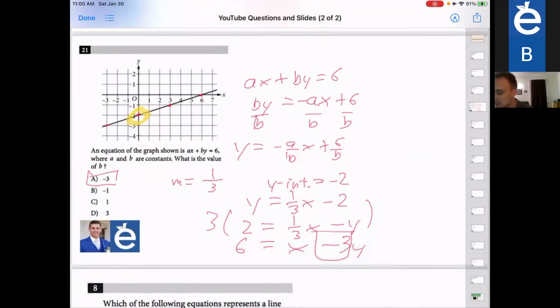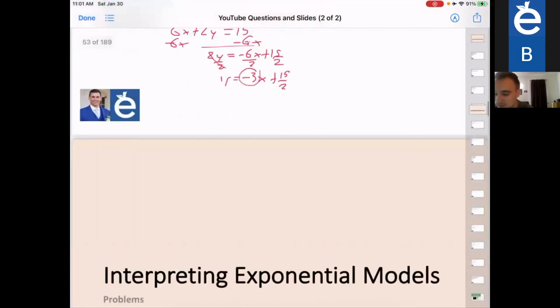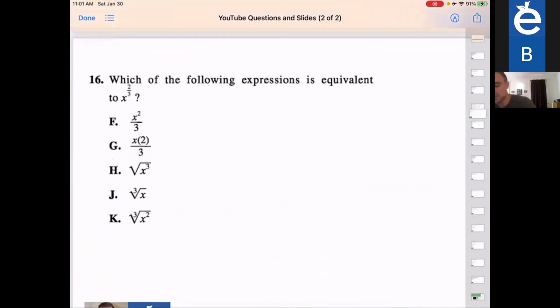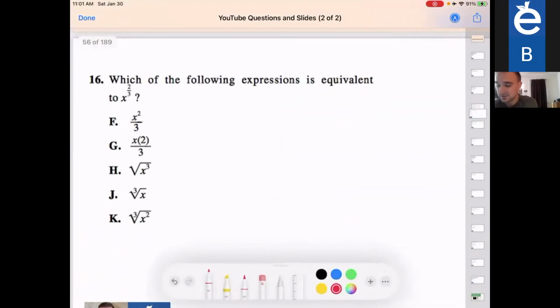This will be a little bit newer, stuff we haven't done, or stuff we didn't do together last week. So look at this first one. A lot of the questions in this section follow suit here. Number 16, which of the following expressions is equivalent to x to the 2/3? So you have to remember here what these fractional exponents mean, what their implications are.